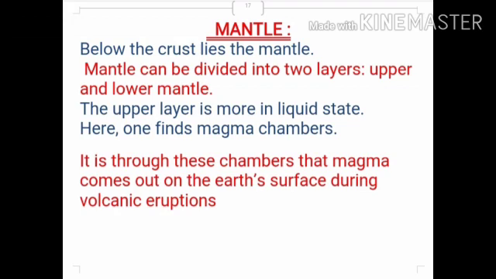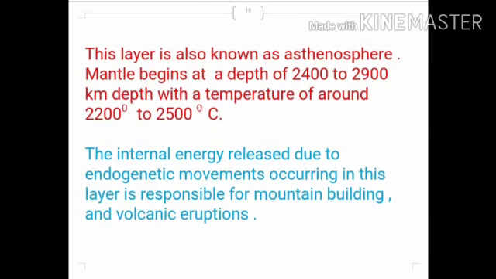Have you seen any volcanic eruptions, children? Volcanoes are erupting and from that hot liquid fire is coming. That is called magma. So most of the upper layer of the mantle is having this magma. Okay, so what we have to remember about the mantle? There are two layers, upper layer and lower layer, and most of the upper layer is having magma.